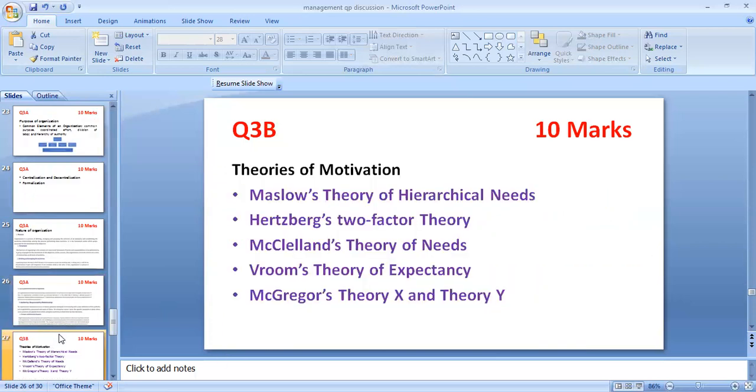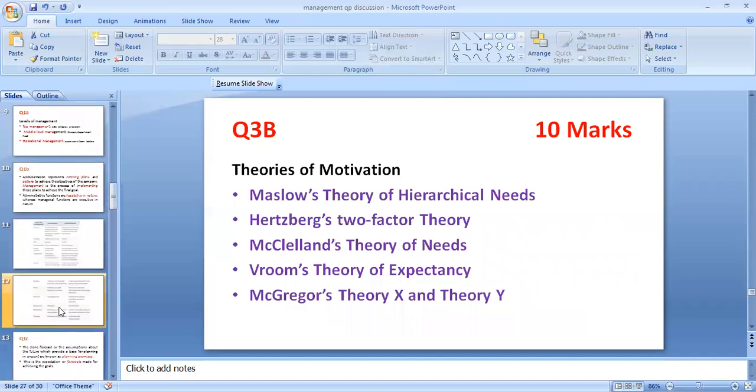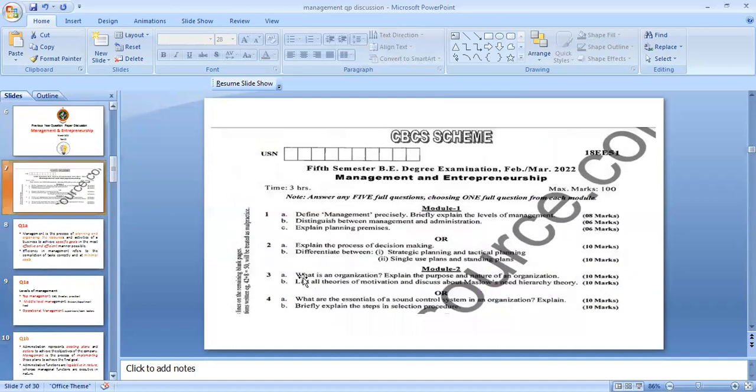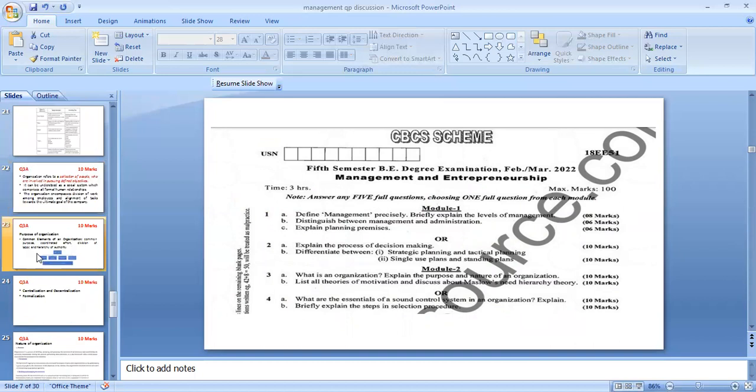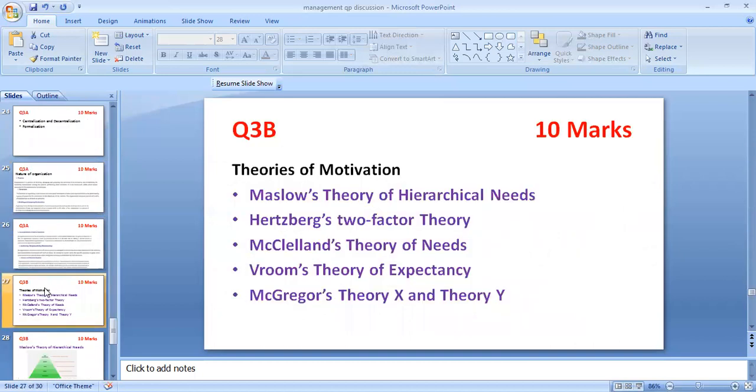So I would like to discuss question number 3B. Let us identify what the question is. Question number 3B: List all theories of motivation and discuss Maslow's hierarchy of needs theory. For 3B, you have to understand motivational theory. It is one of the HRM topics. So first you have to prepare the list. You will be getting 3 marks.